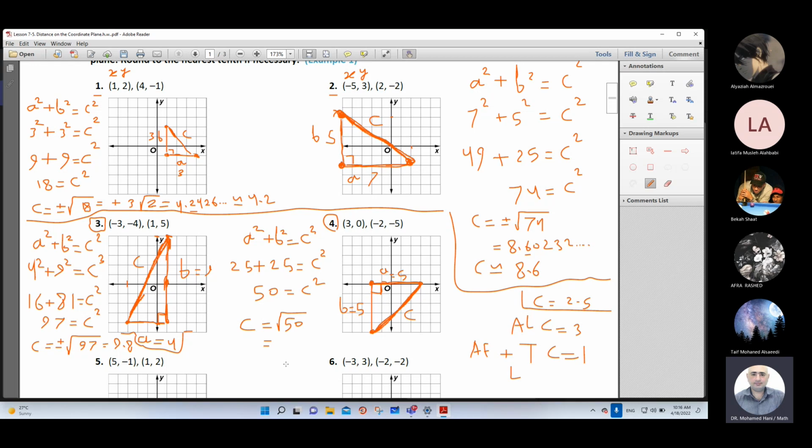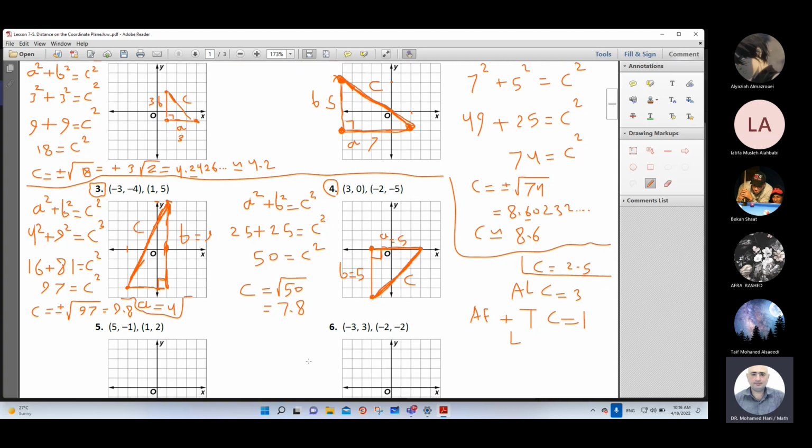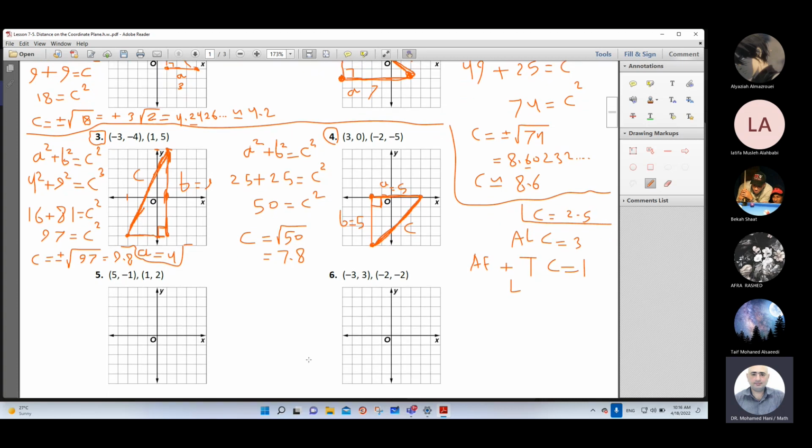What is the square root of 50? You can use the calculator here. It will be 7.07. If you do estimation here, it will be 7.8. The answer will be 7.8 units. Who has any question here?